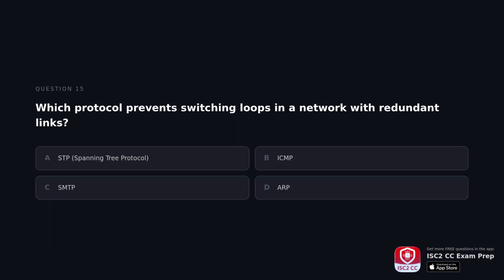Which protocol prevents switching loops in a network with redundant links? A. STP, Spanning Tree Protocol, B. ICMP, C. SMTP, D. ARP.